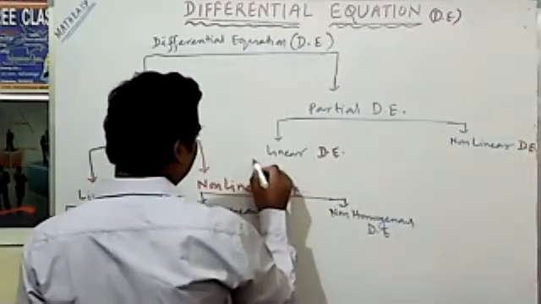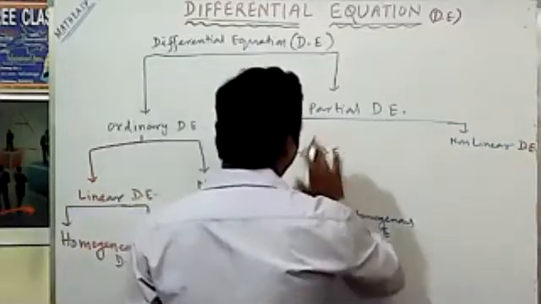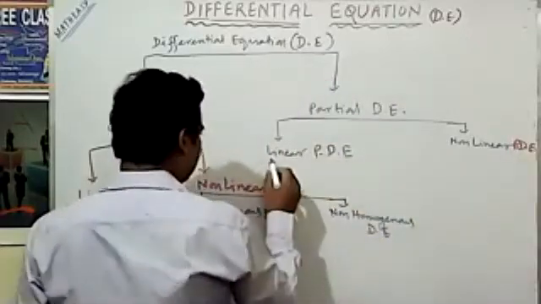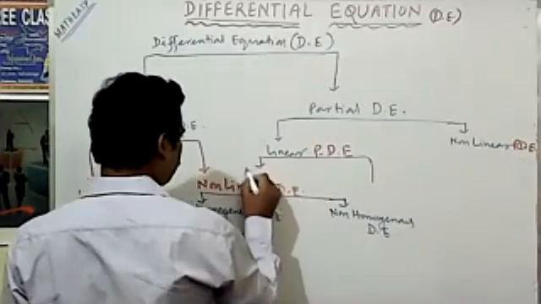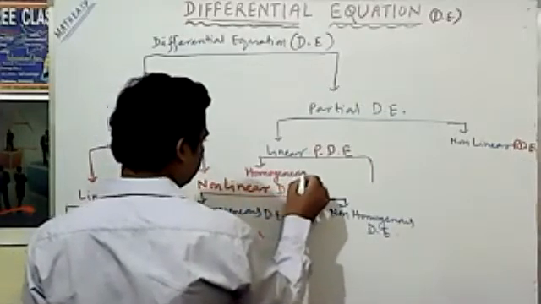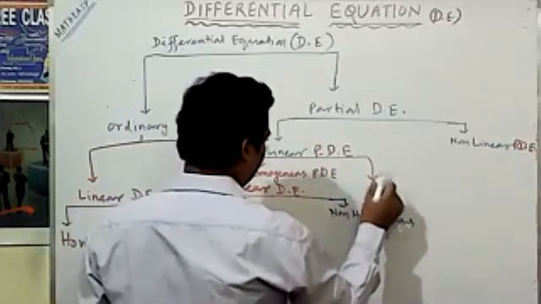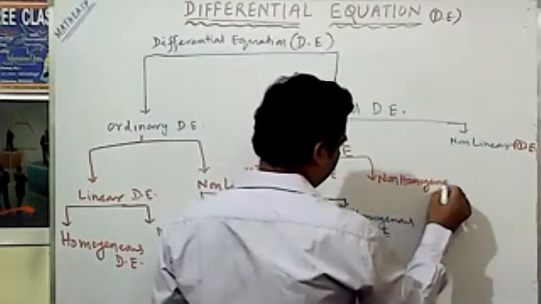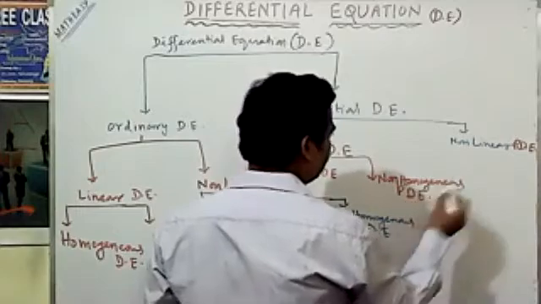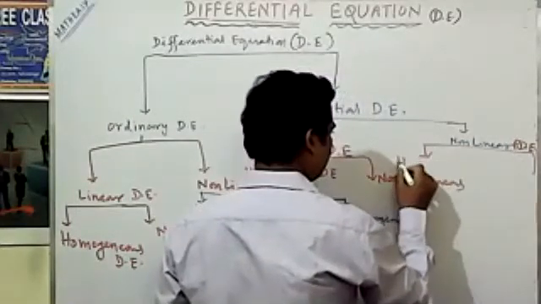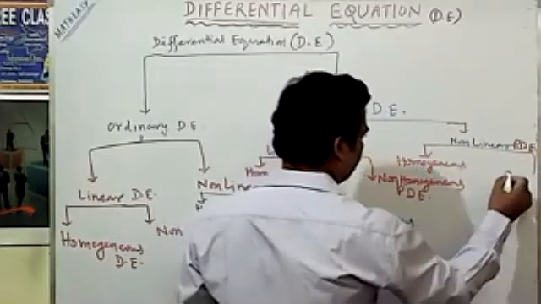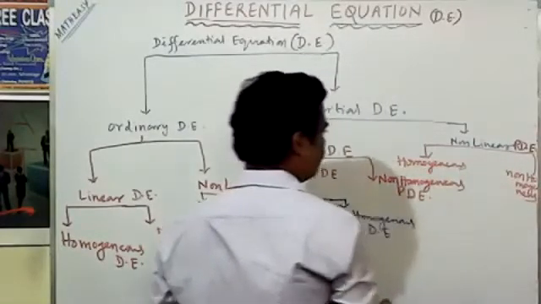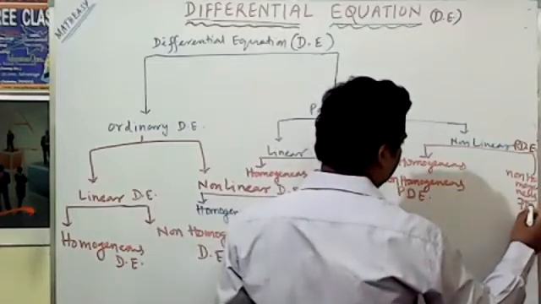In the same way, a linear partial differential equation, PDE, partial differential equation, has two types also. That means a homogeneous PDE and non-homogeneous or heterogeneous PDE. Similarly, nonlinear, one is homogeneous, another is non-homogeneous PDE.